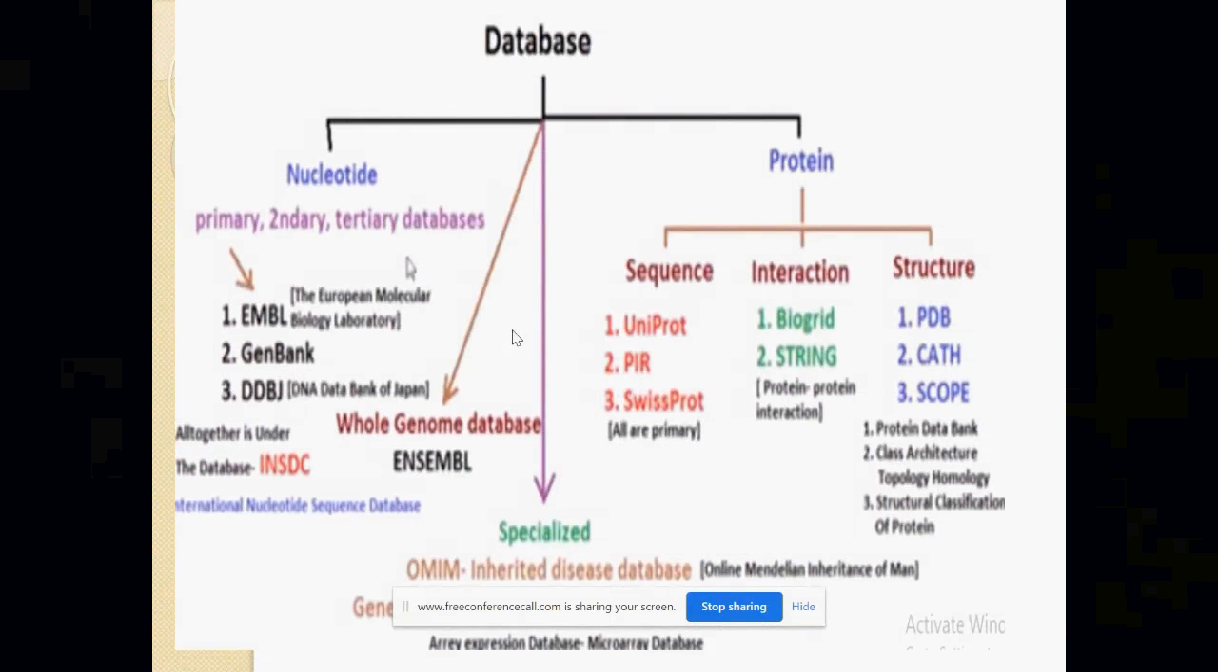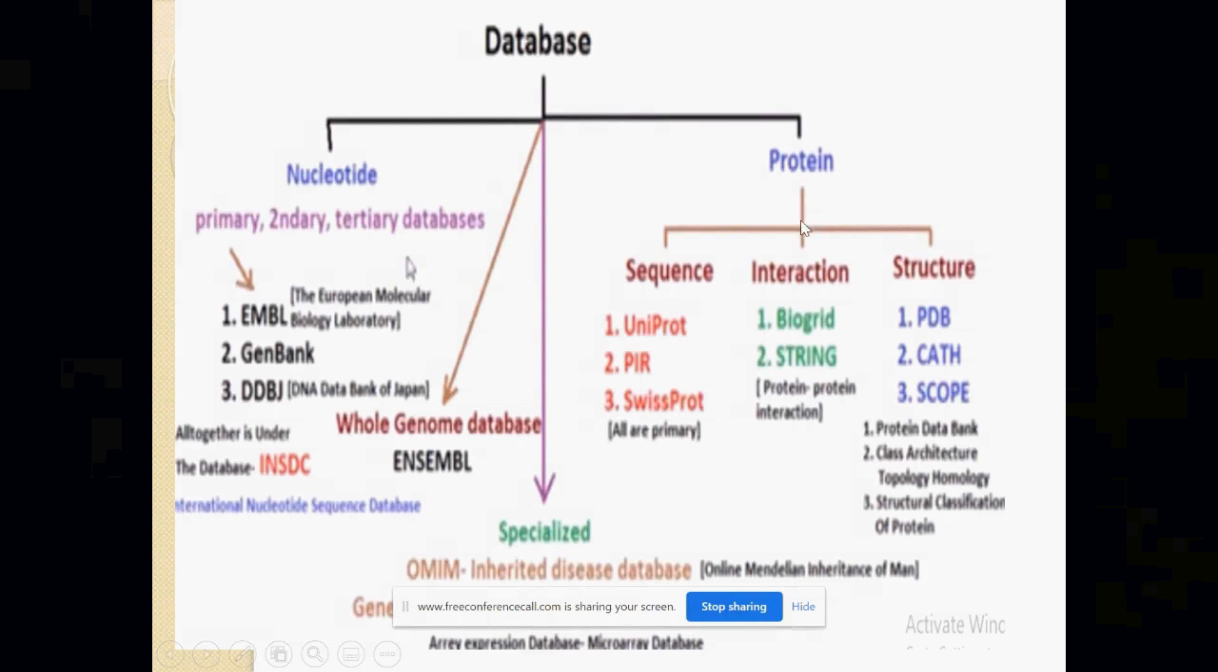Now you can see this figure, the classification of databases. Databases have been classified into two types, basically on the basis of the data: nucleotide sequences and protein sequences. Nucleotide sequences are stored in primary, secondary and tertiary databases, as I explained. Which are the primary databases? EMBL, European Molecular Biology Laboratory, GenBank and DDBJ, DNA Data Bank of Japan. These three store primary sequence data of nucleotides.